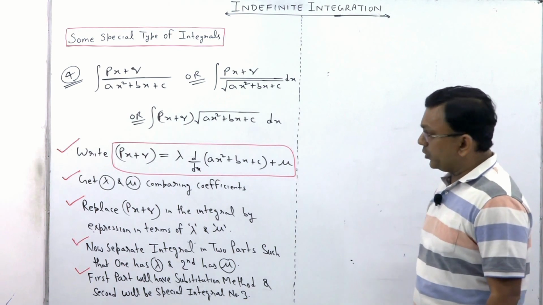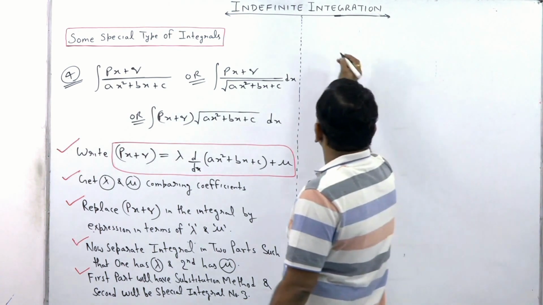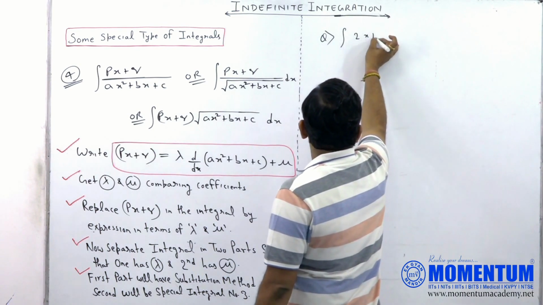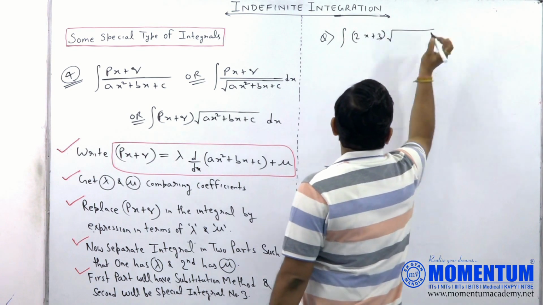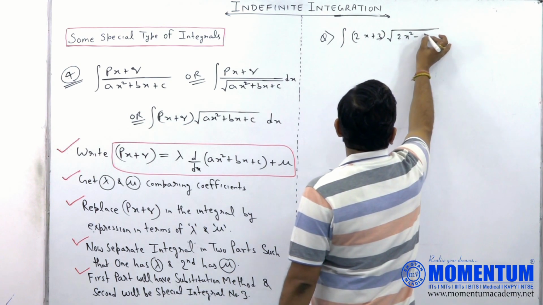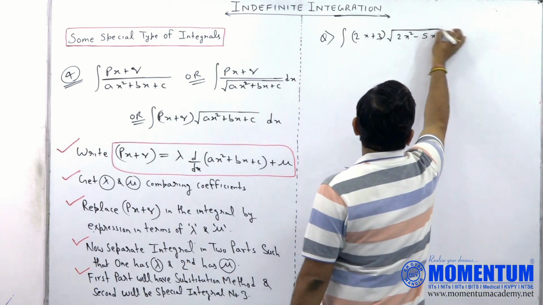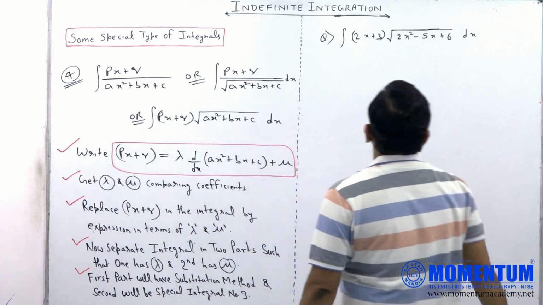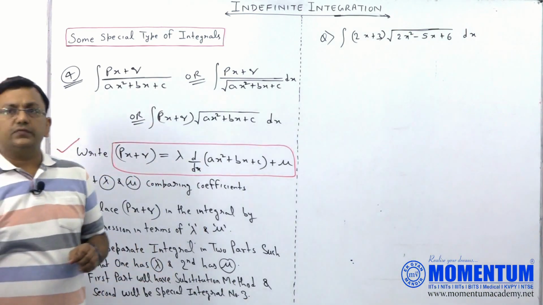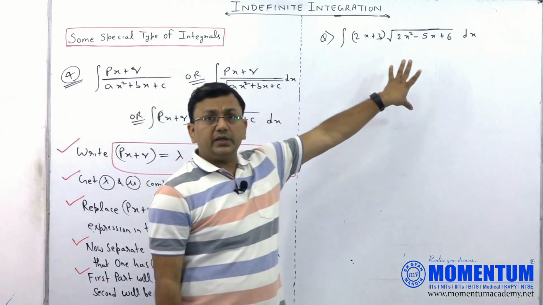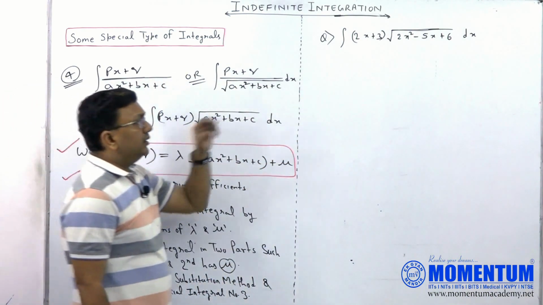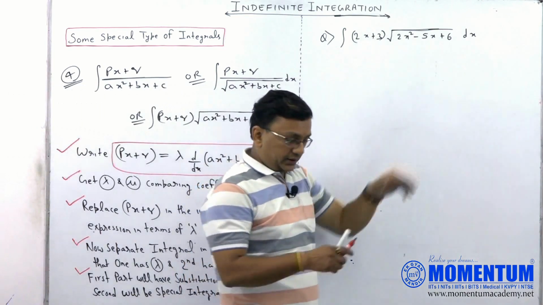So I'm taking the problem. I have integration of 2x plus 3 into root over 2x square minus 5x plus 6 dx. Integration of 2x plus 3 into root over 2x square minus 5x plus 6. इस इंटीग्रल को देख के ही आपको क्लिक होना चाहिए स्पेशल इंटीग्रल नंबर 4. We have linear into root over quadratic. How to start?